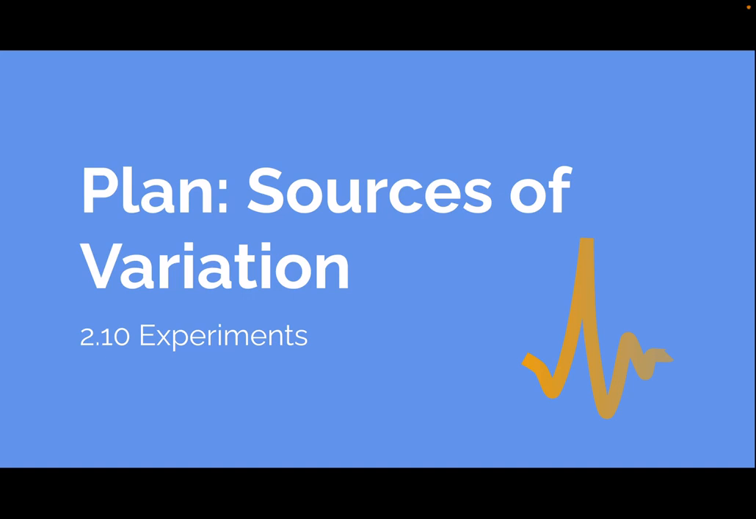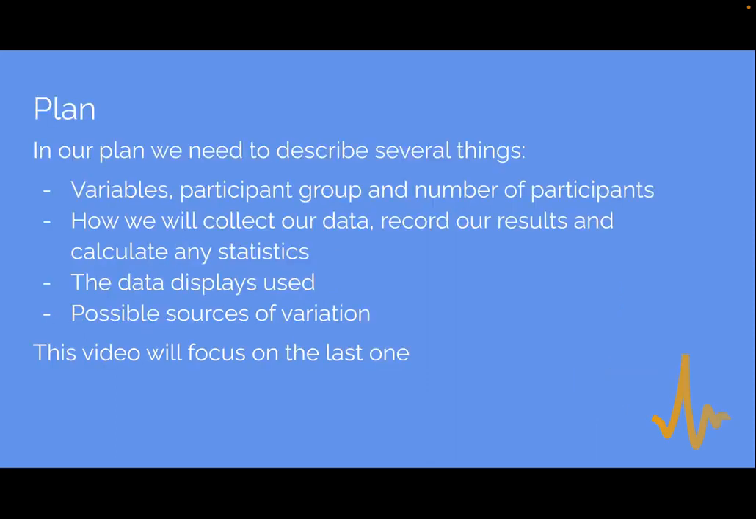So this is the last part of our plan as part of the series of videos that I'm doing on experiments. And so we're looking at sources of variation in this video. As mentioned in previous videos, our plan needs to have lots of things involved, which makes it one of the harder parts of the investigation to do. And we're going to focus on the last thing, a part of our plan, which is the sources of variation. If you want to look at the previous parts of the plan, look at the previous videos in this playlist.